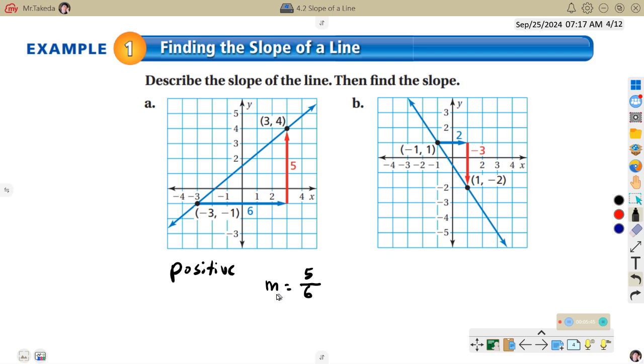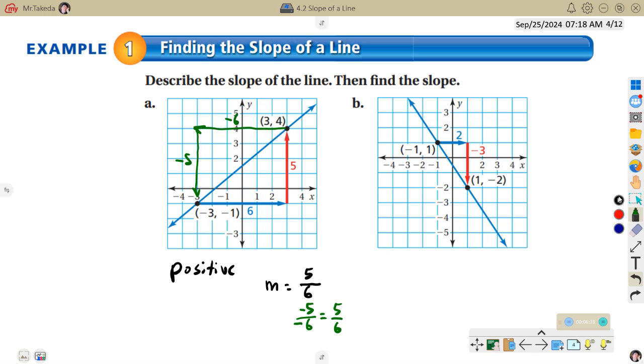Now, let's say we were going from this point to this point. Well, it doesn't really matter, because now I'm going this direction, and that's going to be a negative 6. And then I would go this direction, and that would be a negative 5. So my change in x is still negative 6, and that's over, that's under negative 5. So that's going to simplify still to 5/6. It doesn't matter which point you start from and which point you end at. You just have to do the same point for both your change in x and your change in y.